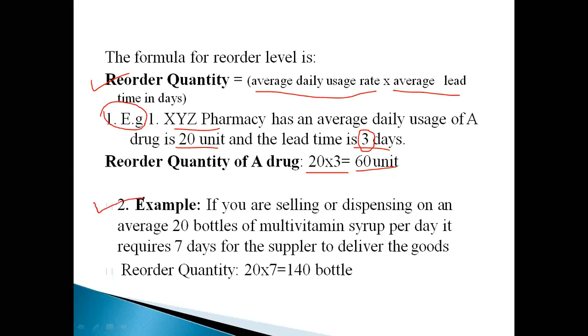Another example, if you are selling an average of 20 bottles of multivitamin syrup per day, and it requires 7 days for the supplier to deliver the goods. So a simple calculation: 20 bottles per day average usage along with lead time of 7 days, 20 into 7, 140 bottles of stock should be available, because once you place the order, it requires a minimum of 7 days. That is called reorder quantity levels. This is another technique to control the inventory.